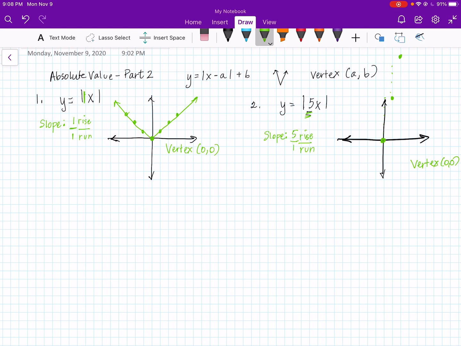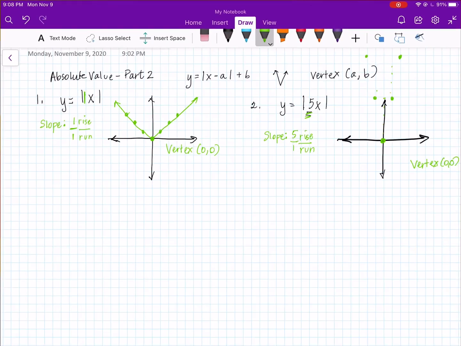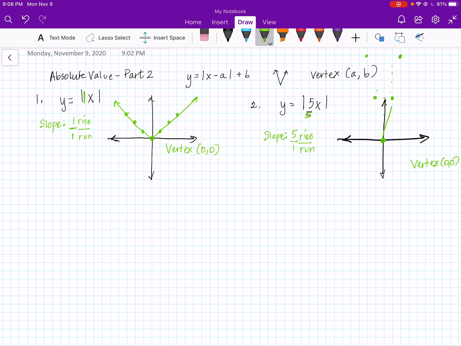So here, same thing. You're going to go up 1, 2, 3, 4, 5, back 1. Up 1, 2, 3, 4, 5, back 1. As you can see, and again, I would use a straight edge, I just don't have one with me right now. You have an extremely steep line or a steep V. Okay, so that same characteristic is true.